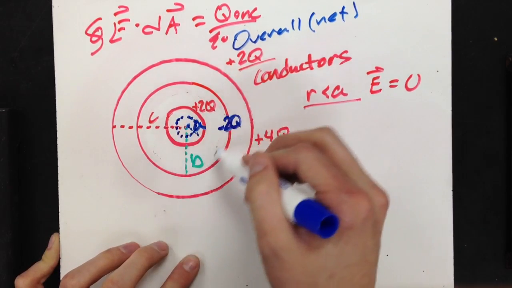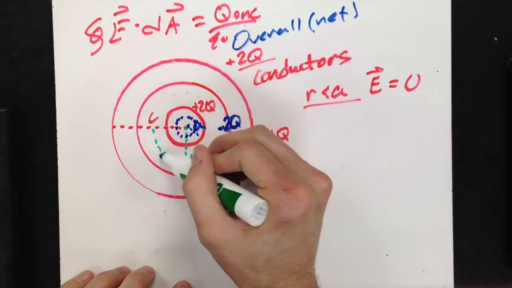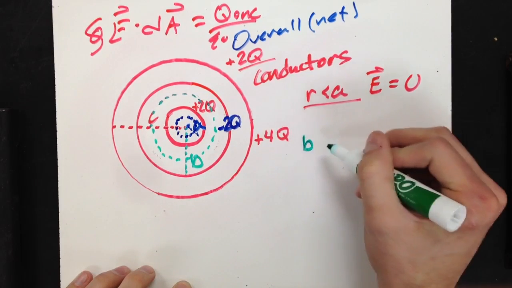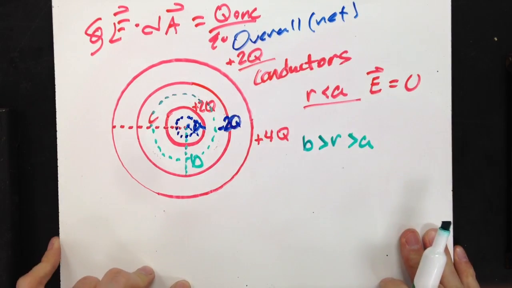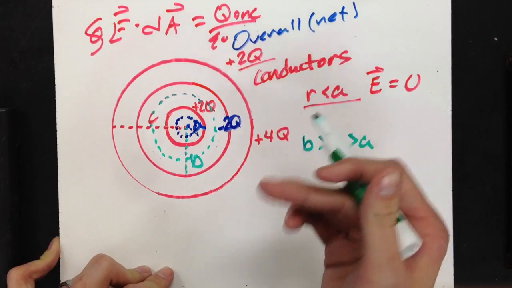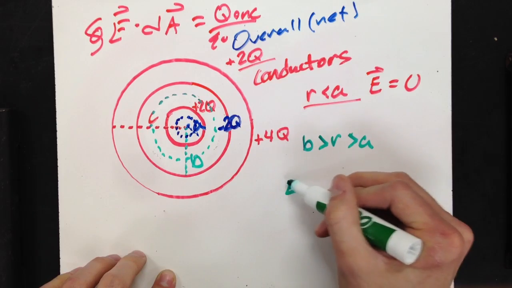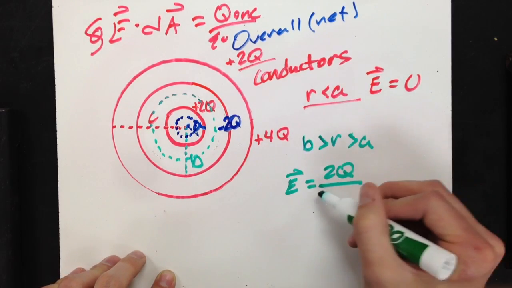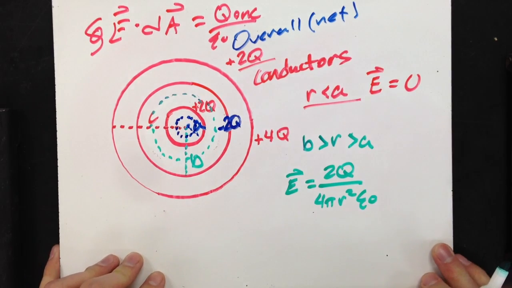Now, this region of space out here: if I make my Gaussian surface somewhere in this empty region of space, in other words, for r in between a and b, now I have an electric field. And my q enclosed is going to be 2q because I'm enclosing all of this charge. So this would be no different than the electric field of a point charge. My electric field would be 2q over 4 pi r squared epsilon naught.